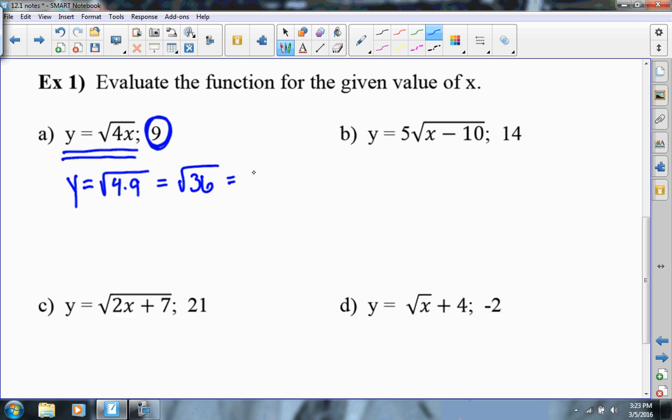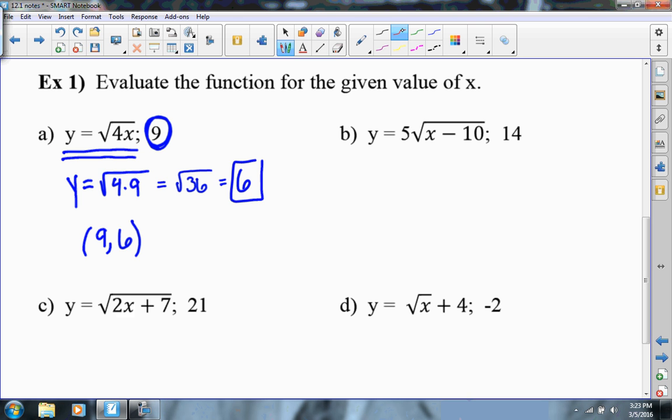Now we're going to assume that we just want the positive value here for our y value. So then this would actually be an ordered pair. If we put in x, which is 9, we get out y, which is 6. So that will be an ordered pair that we can graph on the graph of that function.